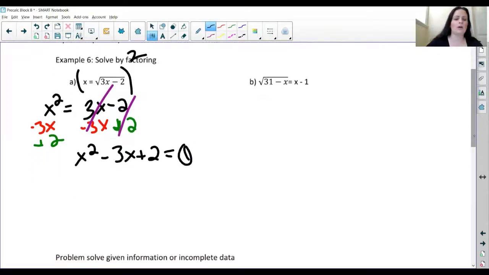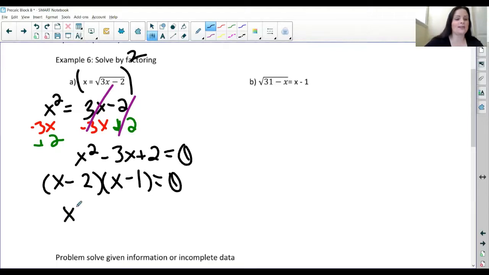And now I have to factor. It's a simple trinomial. So I can put them straight into factor brackets. And hopefully we're drawing on it: in order for x minus 2 to equal 0, x would equal 2. In order for that second bracket to equal 0, x would equal 1.